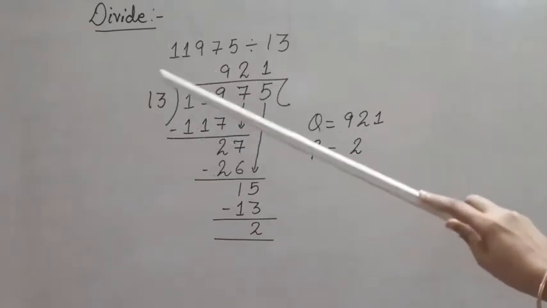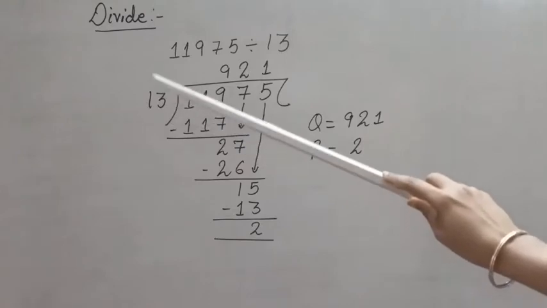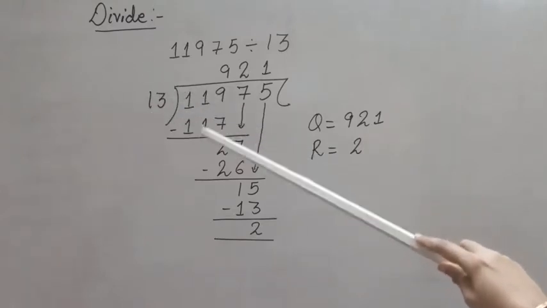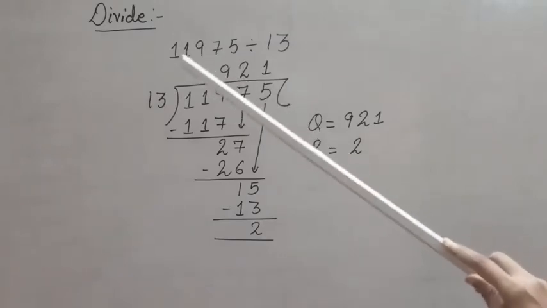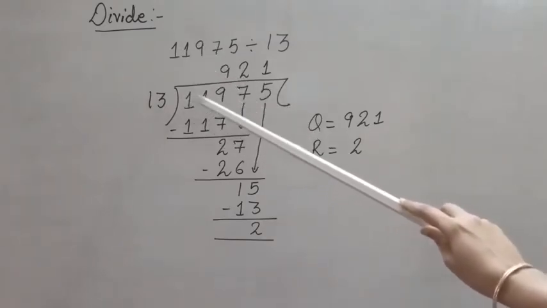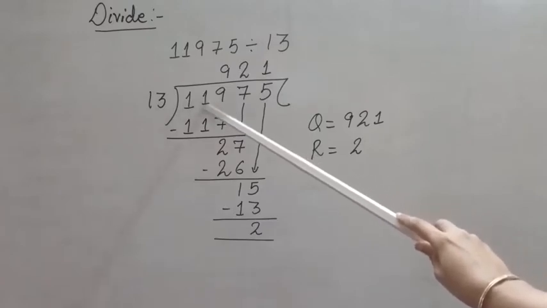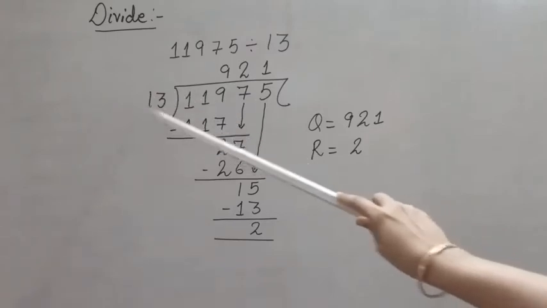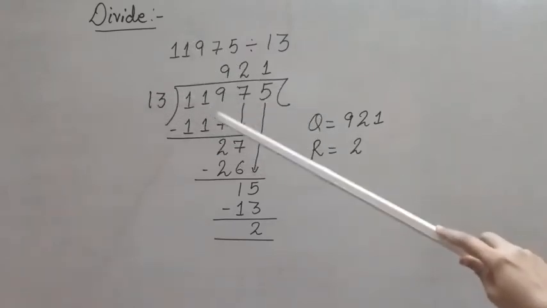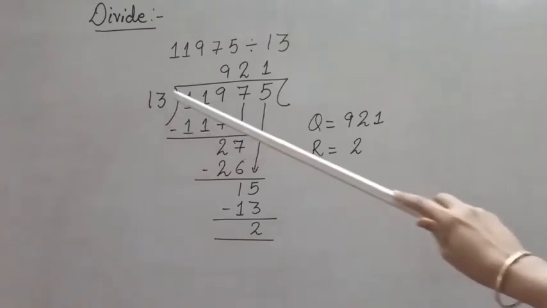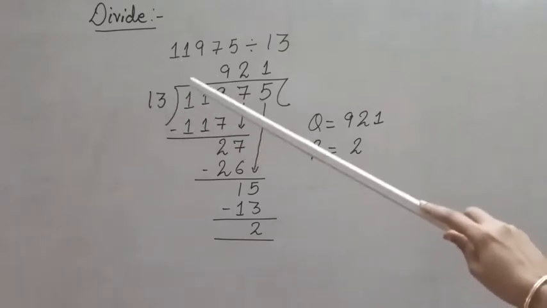Now I told you that when we are having a 2-digit divisor, I should take 2 digits of the dividend in the beginning only. That is, here I will be considering 2 digits, 1 and 1. So my number will be 11. Then I will see how many times 13 goes into 11. But you can see here that 11 is smaller than 13. 11 will never come in the table of 13.